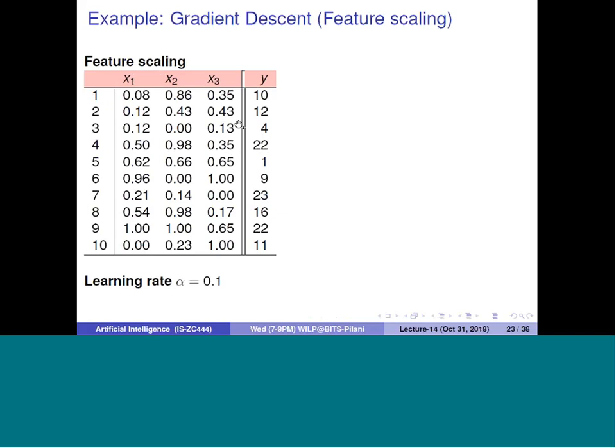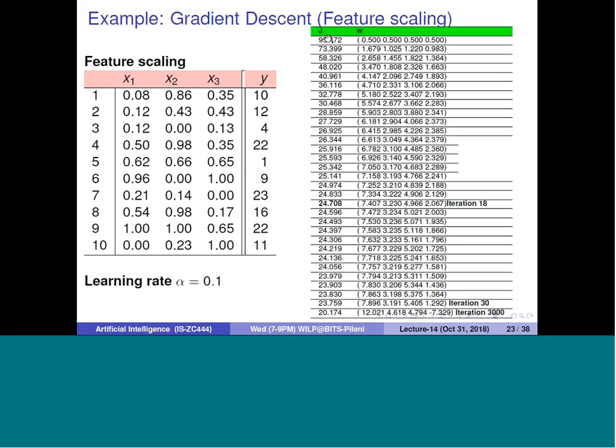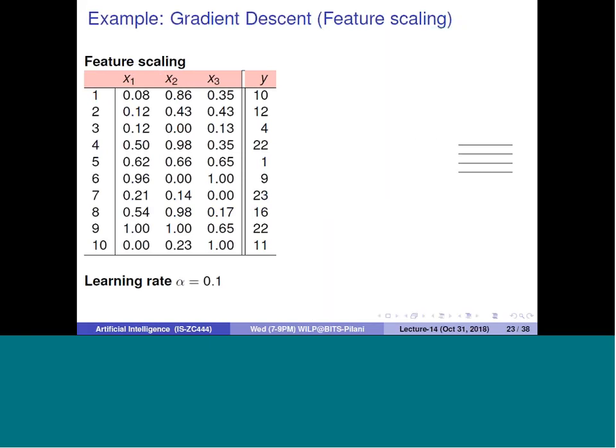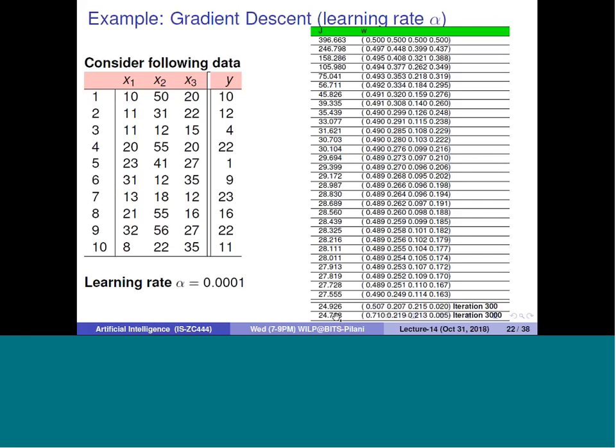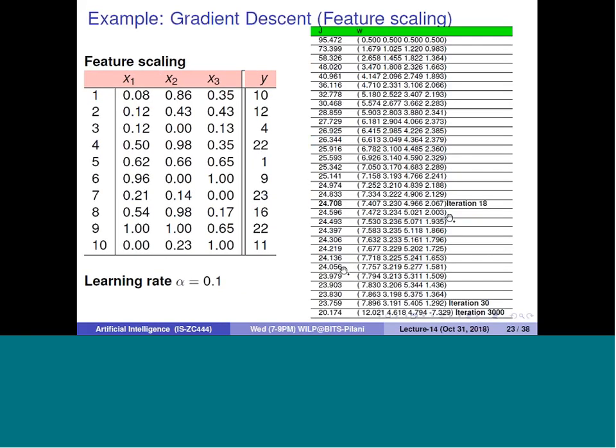If you do this kind of feature scaling and you appropriately set the learning rate, then you can see that again J is going to decrease, and you see that in 18 iterations your error was 24. In the previous case, at 3000 iterations it was 24.7. In 18 iterations you are near that. At 3000 iterations your error is 20, meaning you are going to reach the solution very fast. All right.